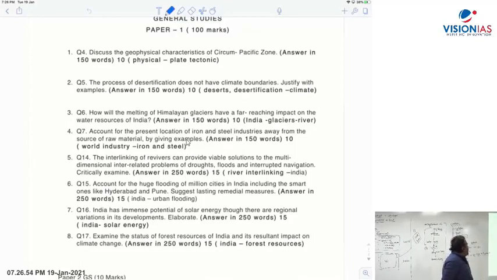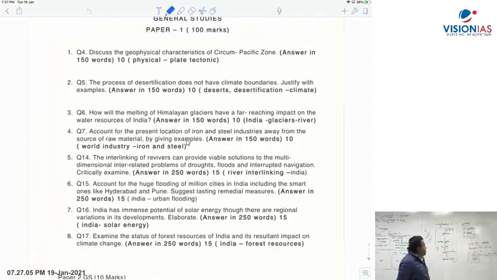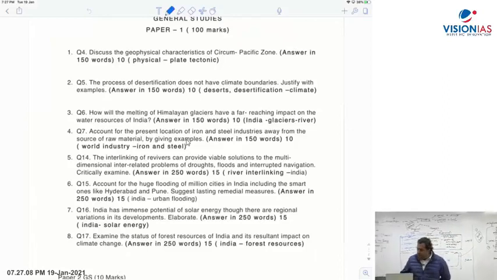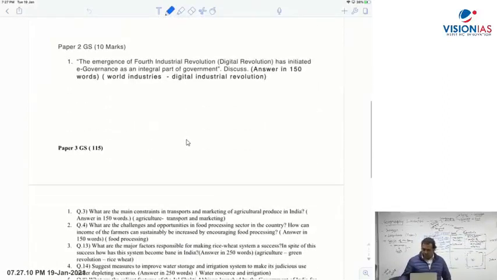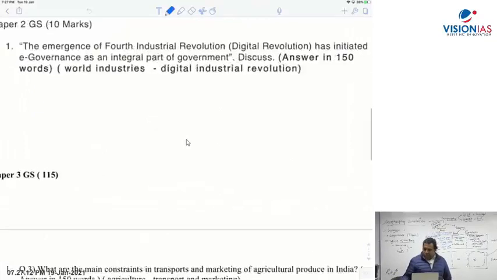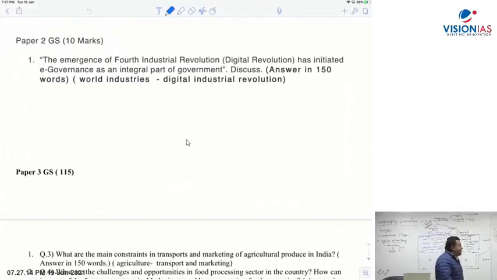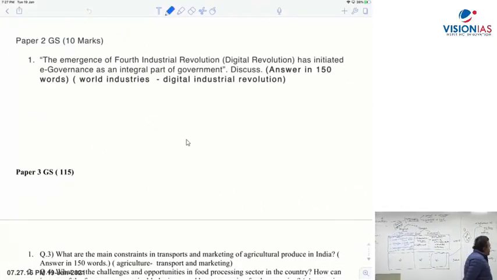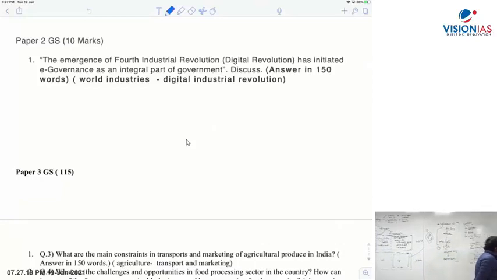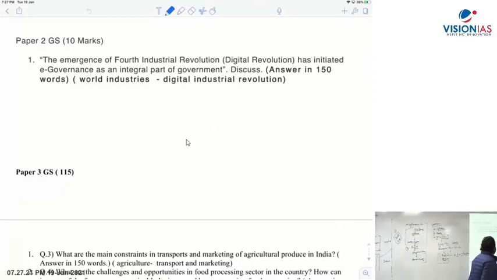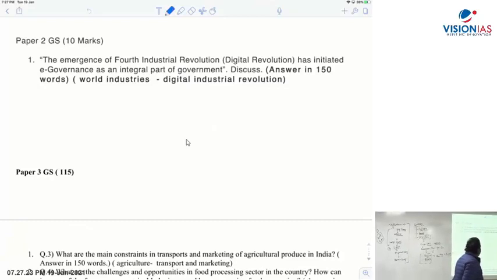How will Himalayan melting affect? So obviously geography, and you can go on. So you have many questions from your geography perspective in this. Then when you go to the next paper, paper number 2, it is not typically related to geography in any way. But in this paper, the emergence of the fourth industrial revolution, digital revolution, has initiated e-governance as an integral part of government. I'm not saying this is a geography question.